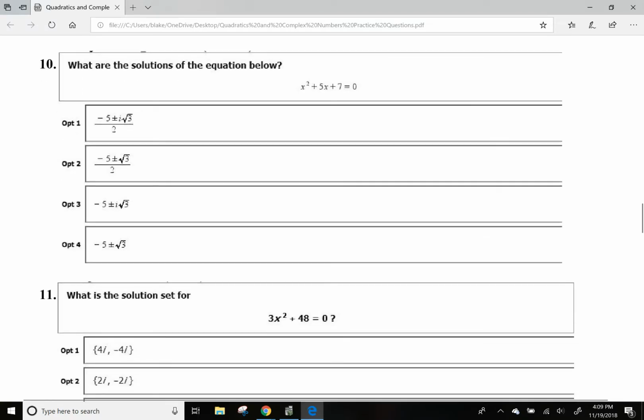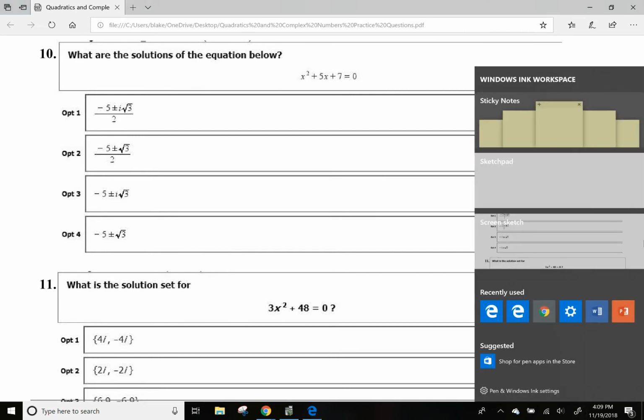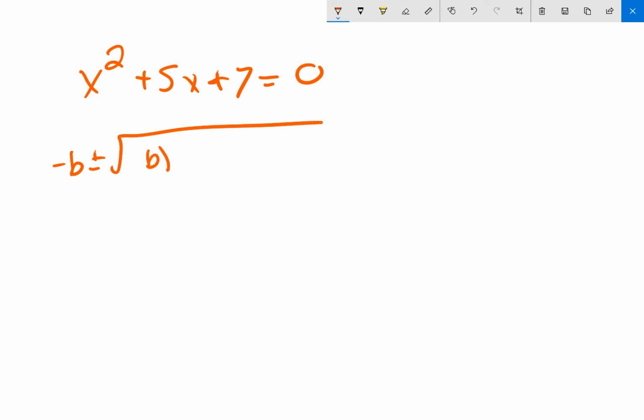Number 10, another one with the quadratic formula. So again, I'm going to go back and use that quadratic formula. It's going to be something that comes up quite a lot. X squared plus 5x plus 7. Now this one is not factorable, so you have to use a quadratic formula. So negative b plus minus square root b squared minus 4ac, all divided by 2a.